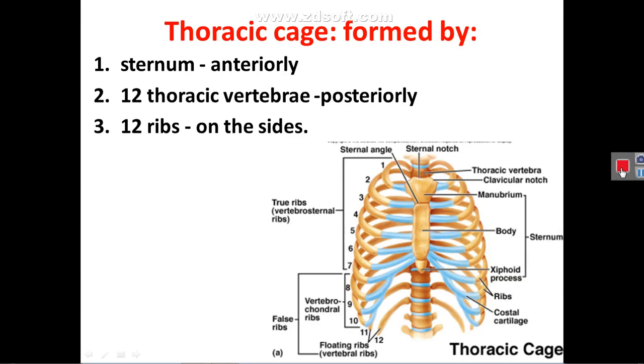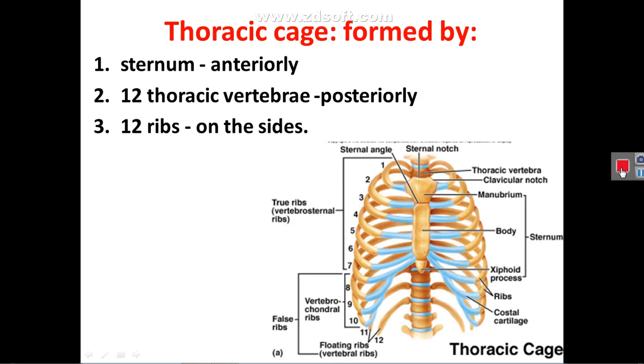I'm Professor Dr. Hayder Mubarak. I'll present the first lecture in anatomy of the thorax. The title of the lecture will be Osteology of the thoracic cage.